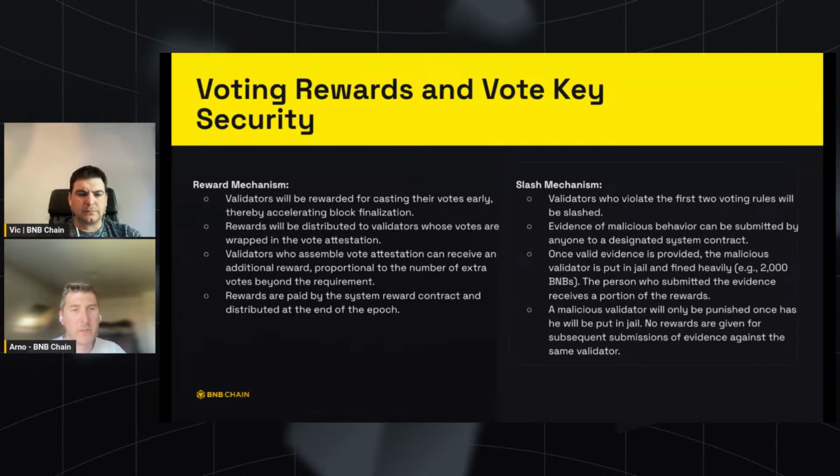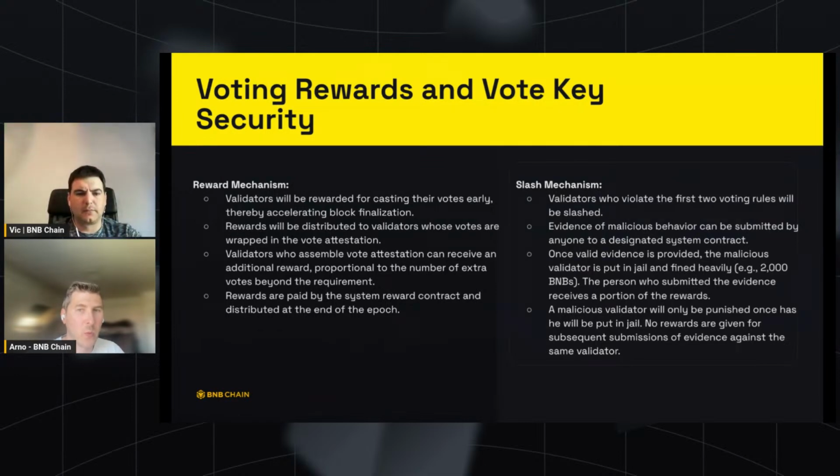As we discussed a bit before, you have the voting reward and the slashing mechanism. Since it's something new that validators need to do, a new responsibility and new work, they need to be incentivized for doing so. By casting the vote early, they are helping accelerate block finalization. Early means as soon as they receive a block, they directly cast their vote on it instead of waiting a few seconds. This helps in propagating it faster.